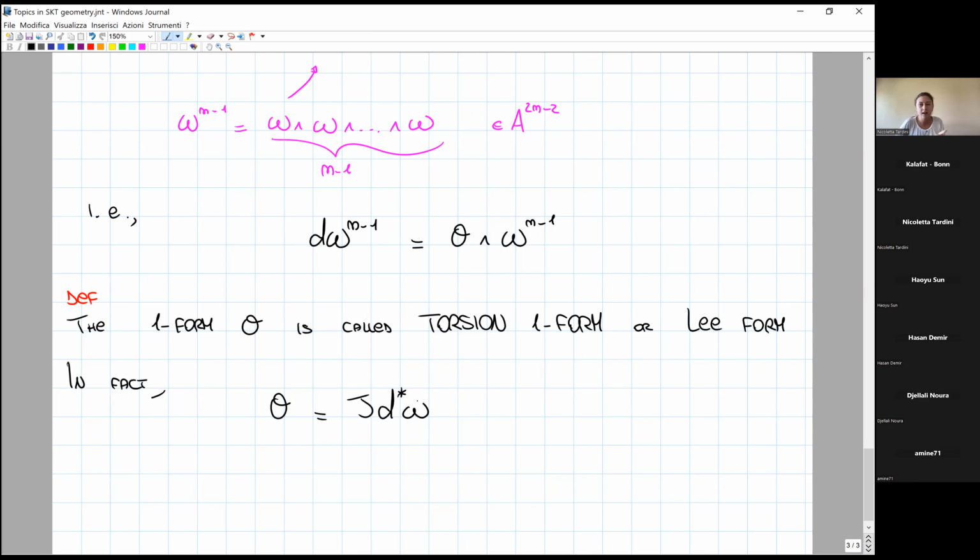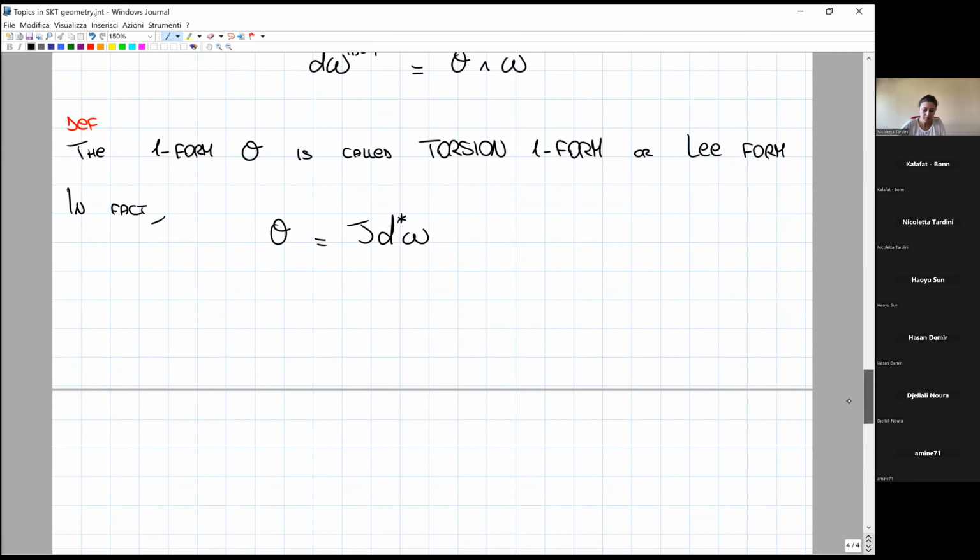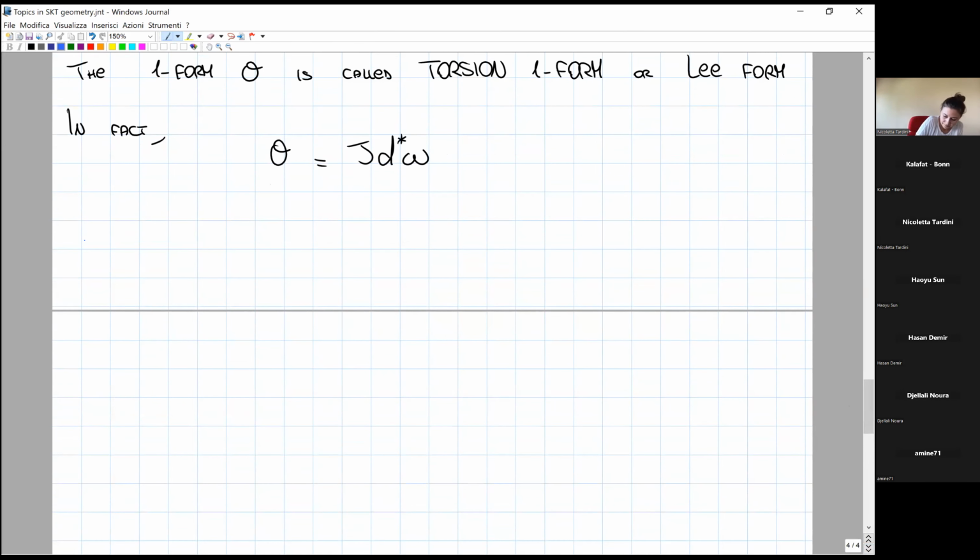Let me explain what the star is and what it means for J to act on forms, on smooth forms. So first, what is this star? The operator d star is the adjoint of d with respect to the L2 product on forms. So d star is an operator that takes, let's say, a p-form and gives you a form of degree 1 less, a (p minus 1)-form. And star denotes the C-linear Hodge star operator.